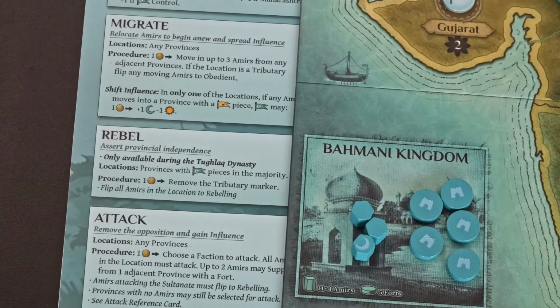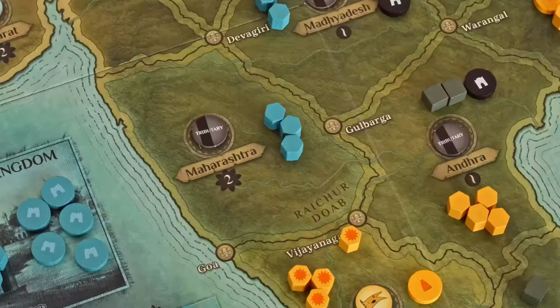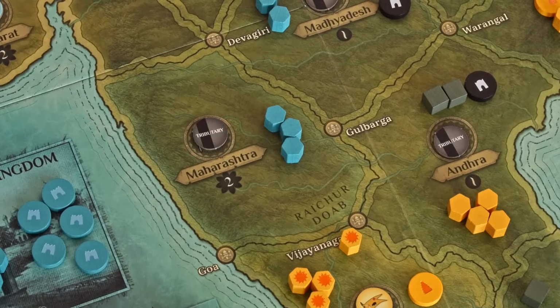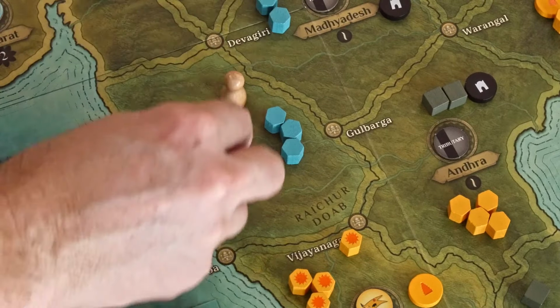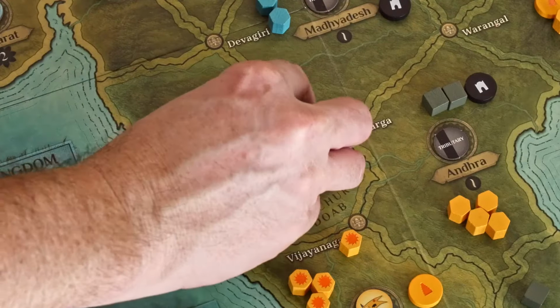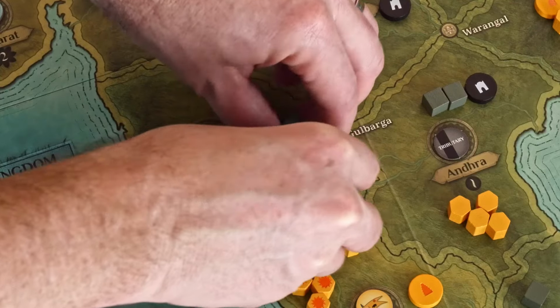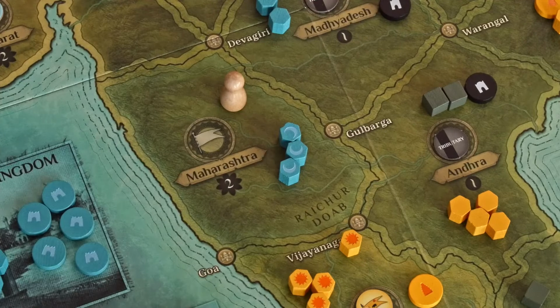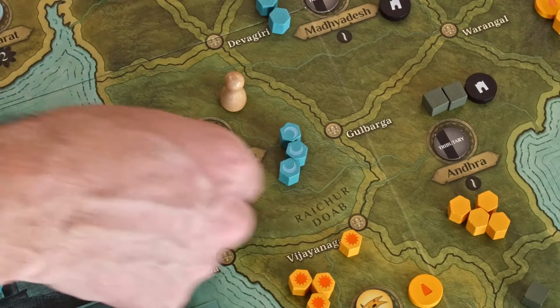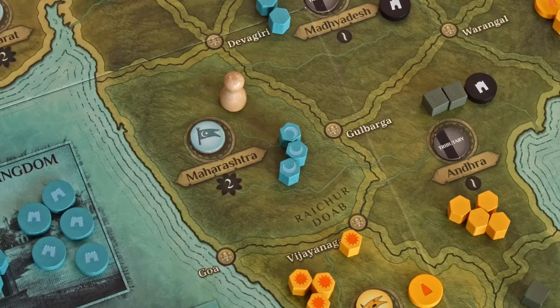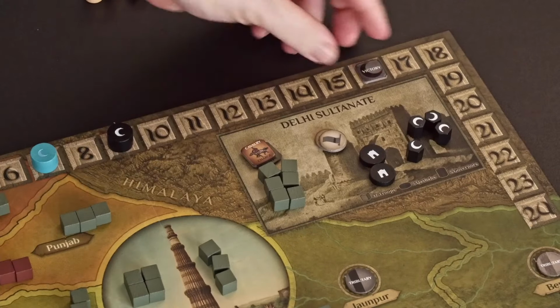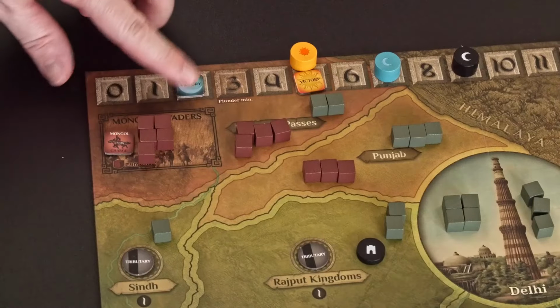Rebel. This is how Bahmani and Vijayanagara can remove tributary markers and shift victory away from the Delhi Sultanate to themselves, paying 1 resource per space. In any space where that faction has a majority of pieces, they may rebel, removing the tributary marker, making the province independent. That faction now controls the independent province, so its units all become rebelling immediately. That province's prosperity is reduced from the Delhi Sultanate's score on the victory track and added to the faction that just rebelled.